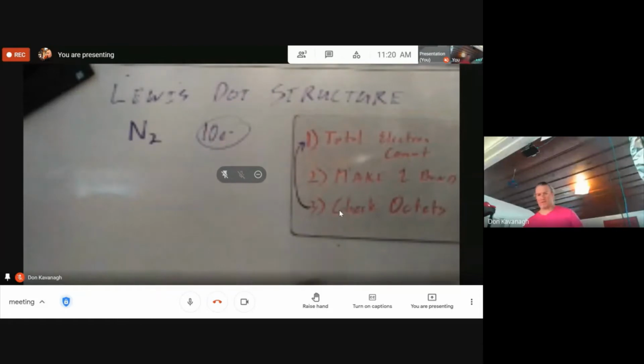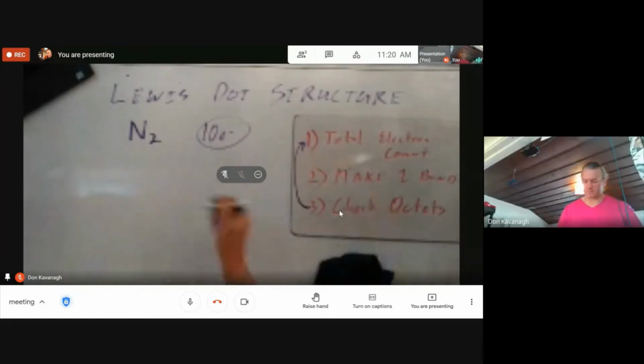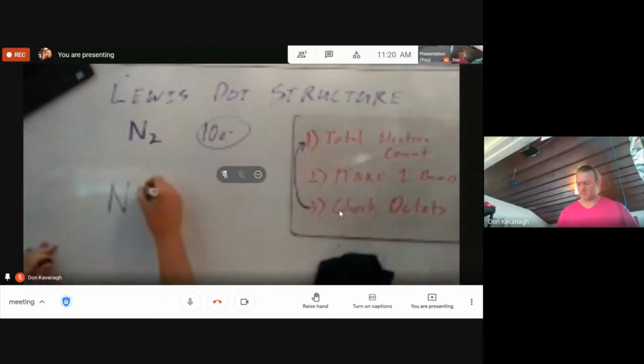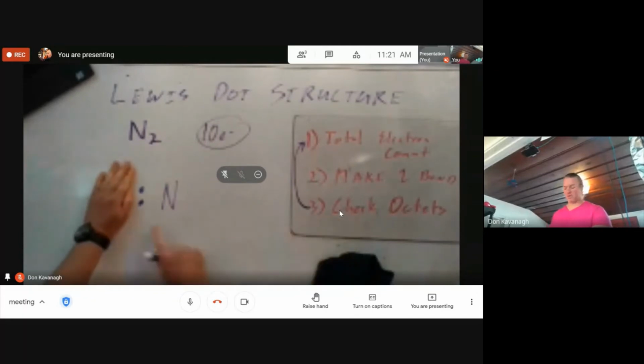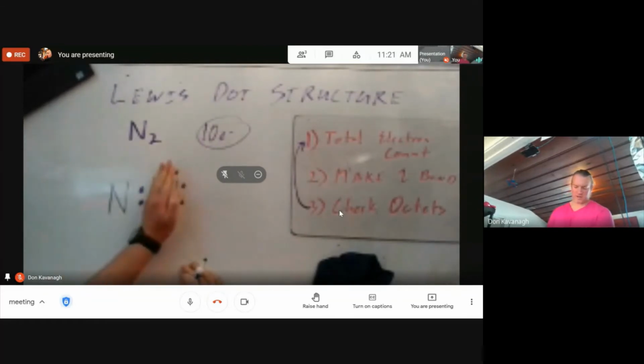Let's start by making one bond in between them. One bond in between these 2 atoms right here. And then we're going to check our octets. Okay, this guy needs a lot more electrons. He needs 6 more electrons. So now that nitrogen has 8 electrons. This nitrogen over here has only 2, so it needs 6 more.